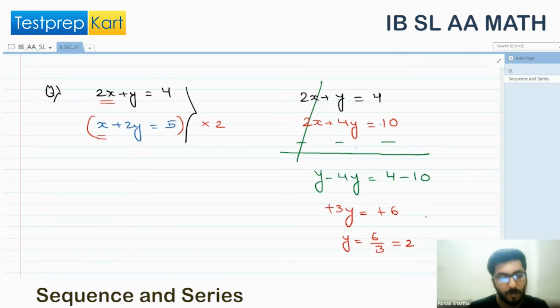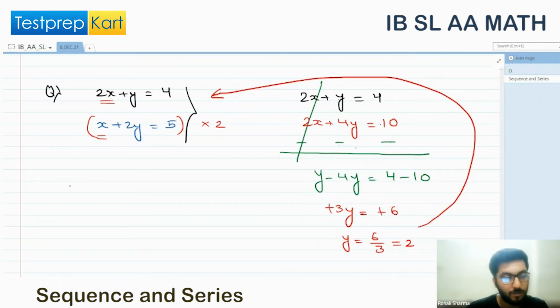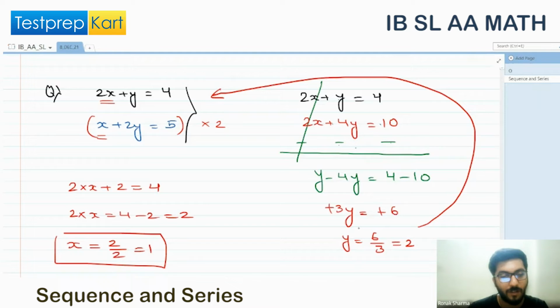Now let us put it in any of the equations. Let us put it here. So 2 into x plus 2 equals 4. So 2 into x equals 4 minus 2, that is 2. So x equals 2 by 2, that is 1. So we have got x and we have got y.